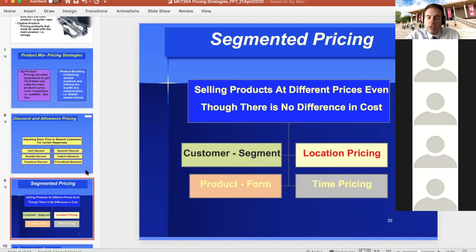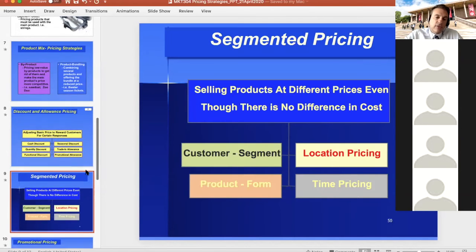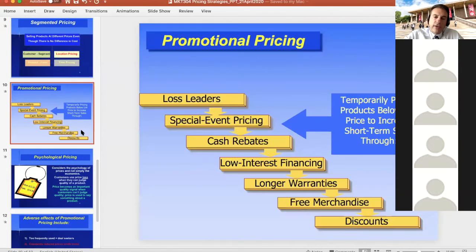And then different forms of the product. So this Coke bottle comes in a plastic bottle, an aluminum can, and a glass bottle that can be recycled. So all of these differences of the product, the location, the type of customer, but also, I mentioned this before, the time of purchasing the product will have an impact on the final price.